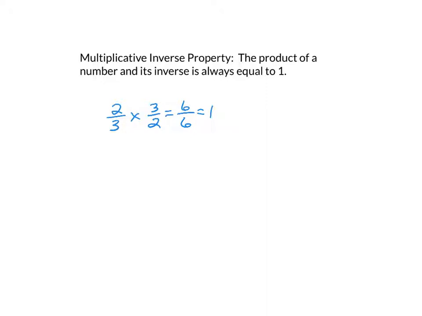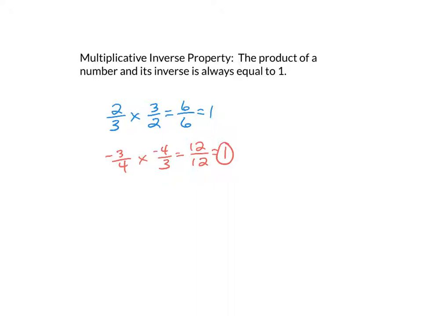Does this work with negative numbers as well as positive numbers? Let's do another one. If I have negative 3/4, the inverse of negative 3/4 is still a negative, but it's negative 4/3. So I'm going to multiply, and I have a negative 3 times a negative 4, which is a positive 12. 4 times 3, the denominators, also gives me 12. 12 divided by 12 gives me 1. So it doesn't matter if I'm dealing with positive numbers or negative numbers. The product of a number and its inverse is always equal to 1.